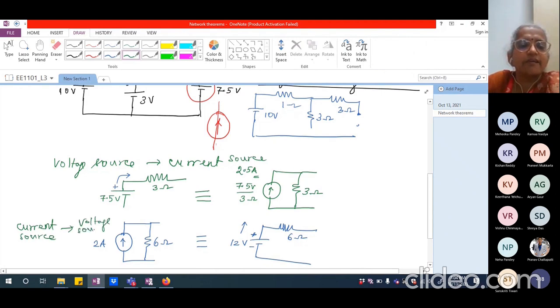Ma'am, what were you saying about the sign convention? If I am having plus here, the current always flows out of the plus. So when I mention the current source, it will be upward, not downward. Had it been the reverse, if this had been plus and this had been minus, then I would have had the current source downward.